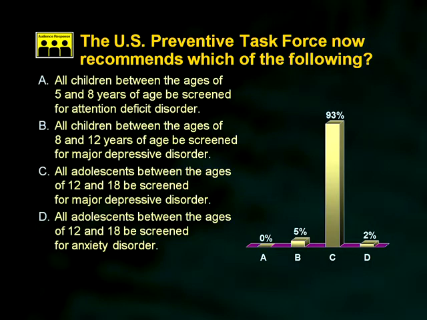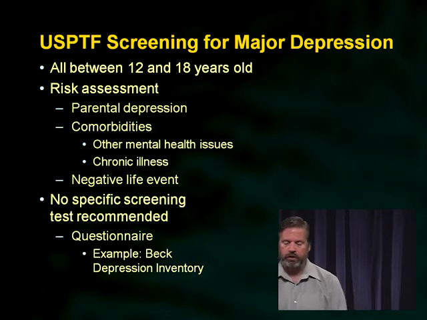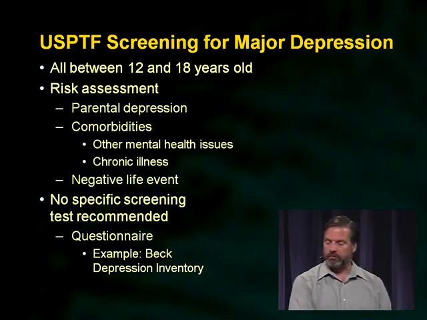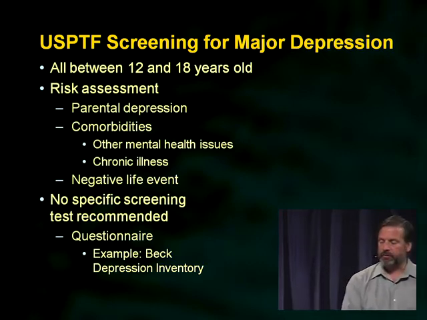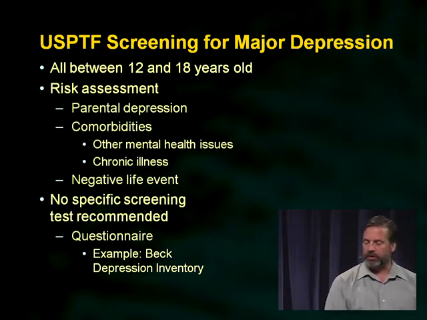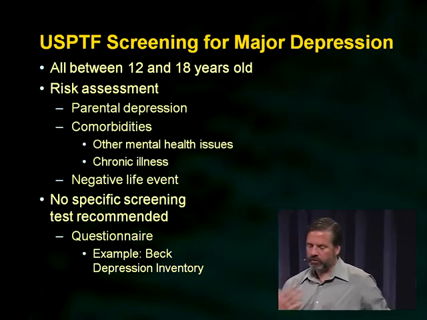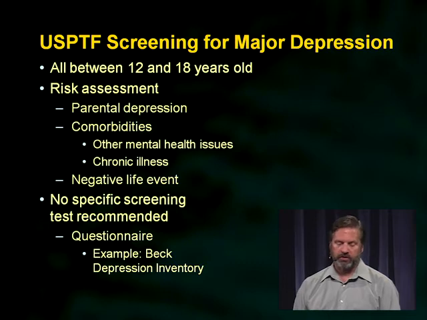So there are new screening guidelines for depression, and we need to talk about that. The U.S. Preventive Task Force now recommends screening for major depression for all adolescents between the ages of 12 and 18. They recommend a risk assessment of parental depression, some comorbidities, and that you talk to the patient about the possibility that there have been significant negative life events as a screening for depression. So there's no specific tool or test that's recommended, but there are lots that you can use that are pretty simple.